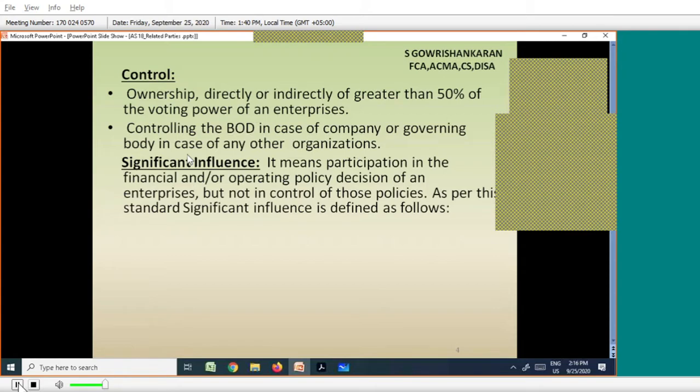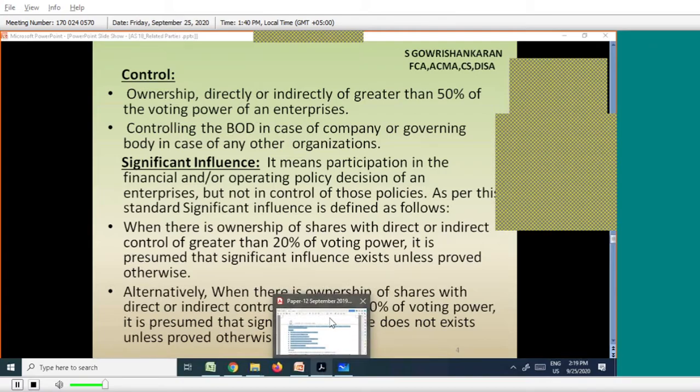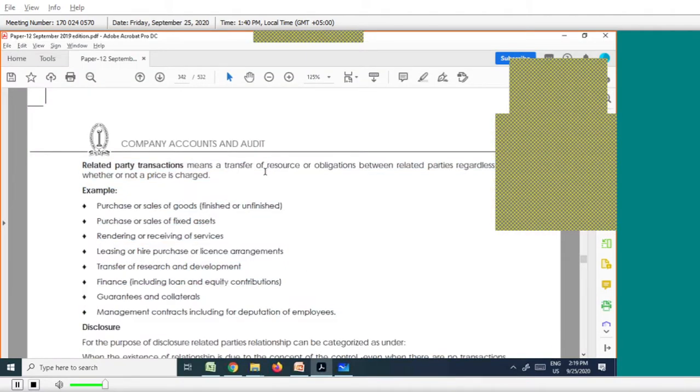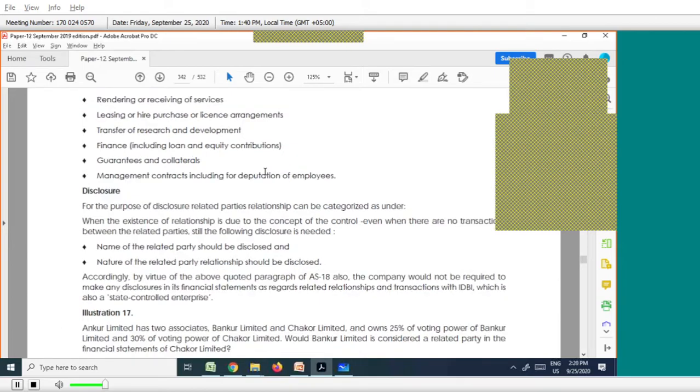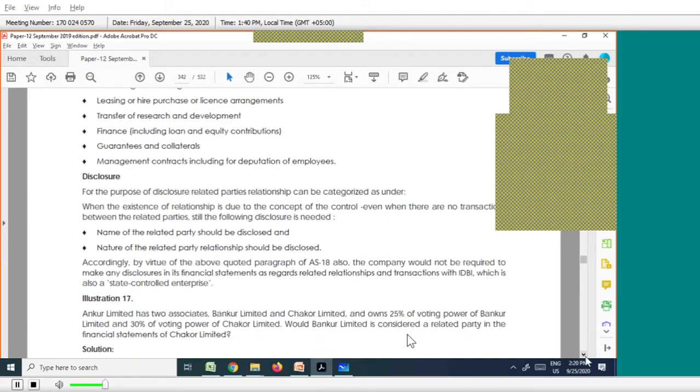How is it defined? When there is ownership of shares, directly or indirectly. Please take your material. Just go through Illustration 17 in this problem. Just go through the question alone and think yourself whether there is a related party or not in this transaction. Please go through. All of you take your material and go through.